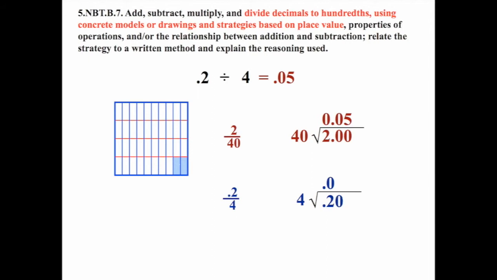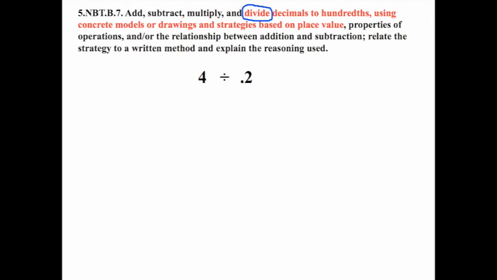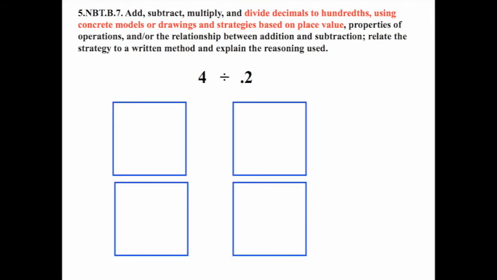4 does not go into 2. 4 does go into 20, however, 5 times. And so again, we end up with the 5/100 yet again. Let's switch things around this time. Now we're going to have a whole number divided by a decimal. Okay, 4 divided by 2/10.